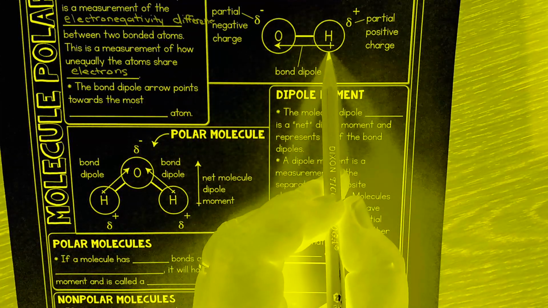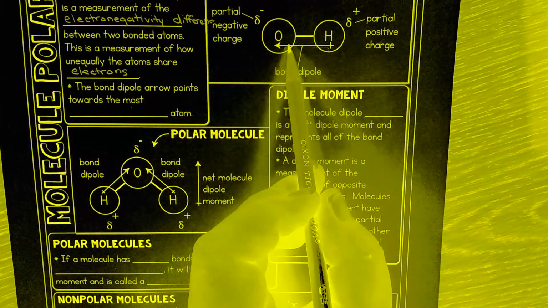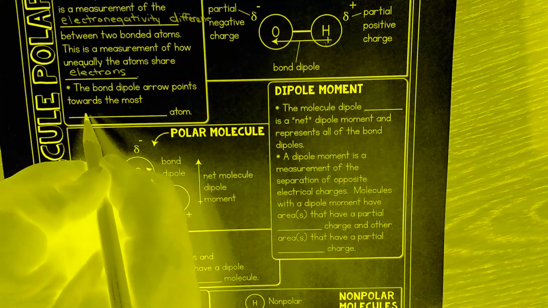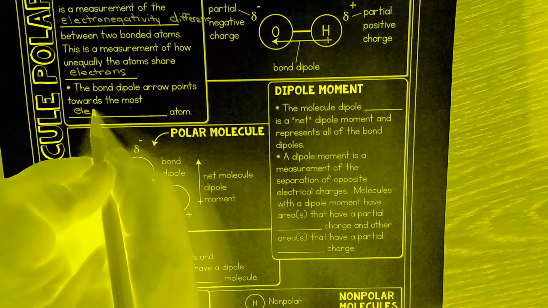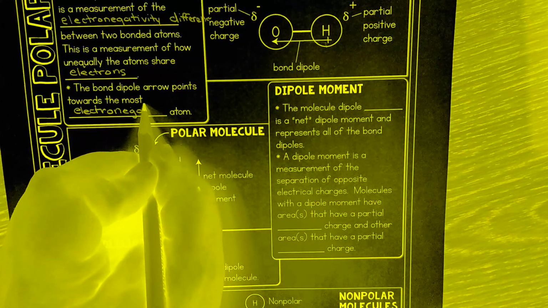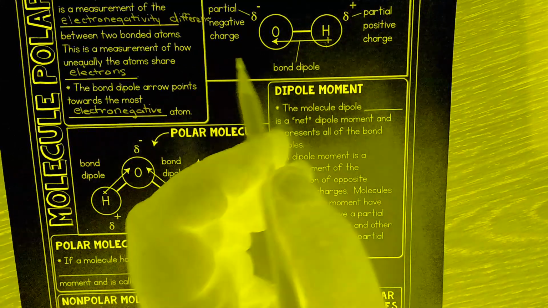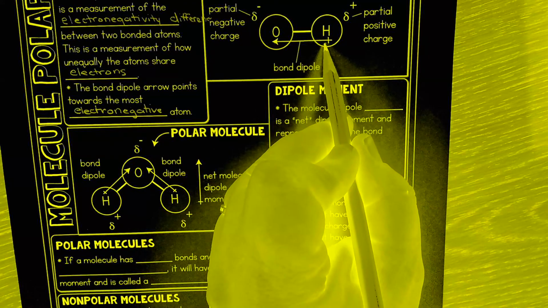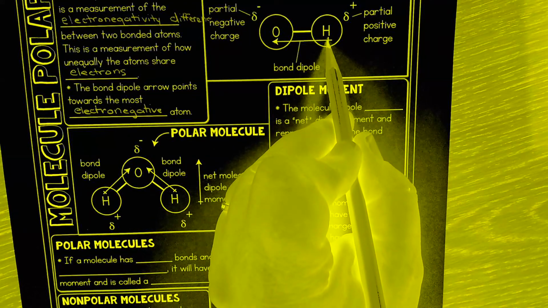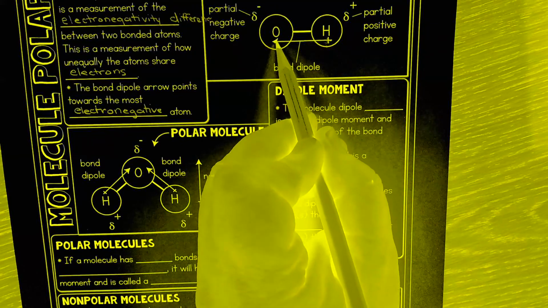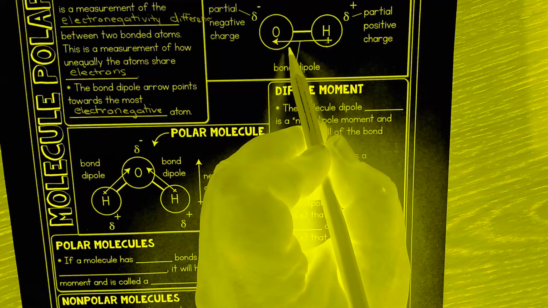The bond dipole arrow, which you see drawn here in this molecule, always points toward the more electronegative atom. So you can see here it's pointing towards the oxygen. Oxygen is more electronegative than hydrogen. Frequently on the arrow, they'll put that little plus right there to show this is the more positive, this is the more negative.